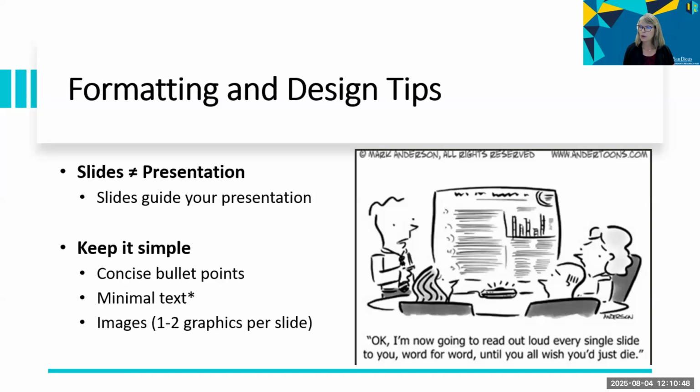Concise bullet points help you to keep it simple. It also kind of helps you to organize it. Minimal text is good. You just want it to be something where, as you're speaking, it helps the audience follow along like an outline, but it's not explaining everything that you're saying. And images can certainly help. It kind of keeps it interesting, but I recommend not more than 1 or 2 graphics per slide, because otherwise, again, it gets to be too much and it's hard to know where to focus.